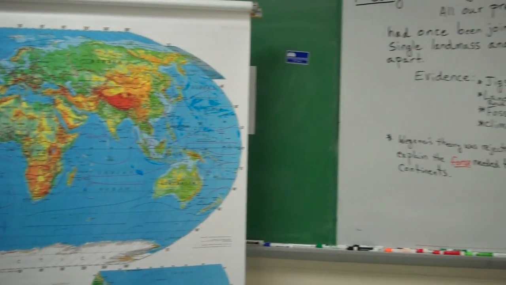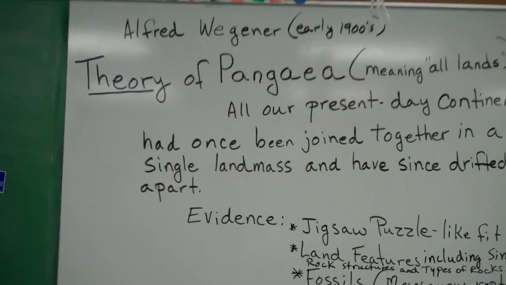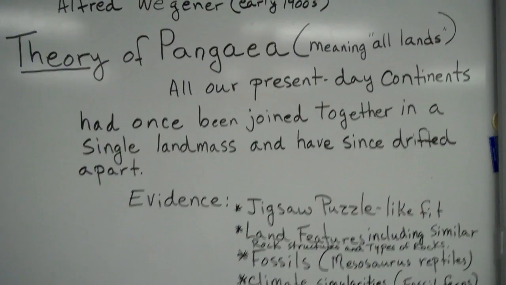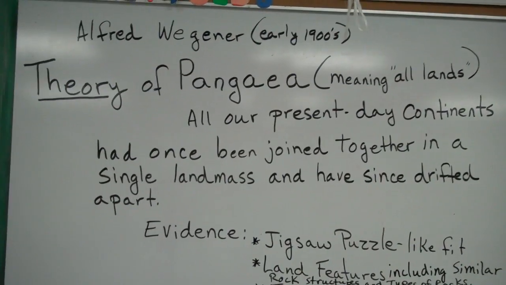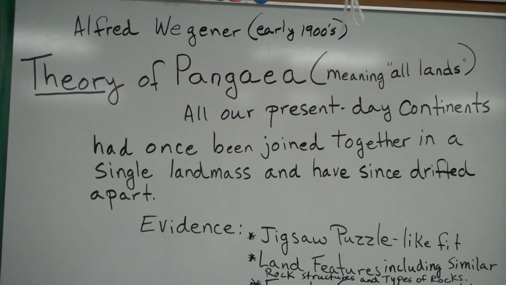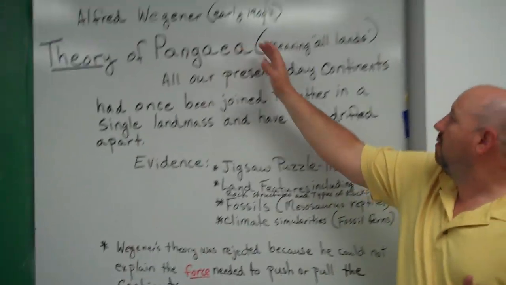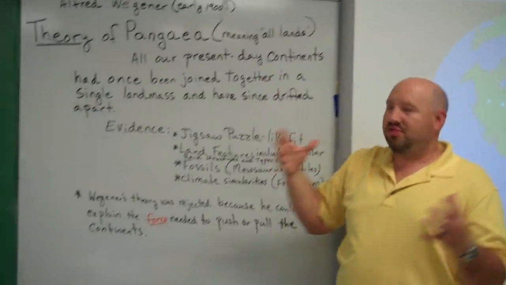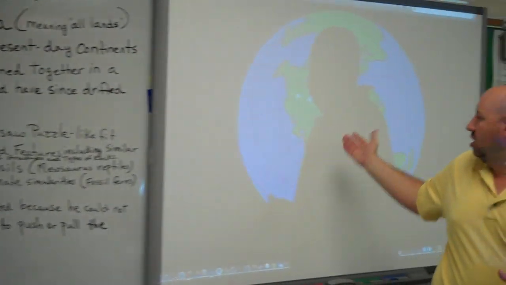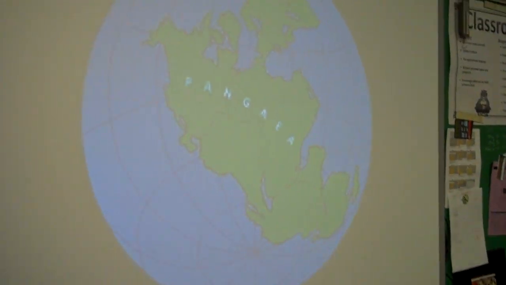And then one of my favorite theories is the theory of Pangea. This idea was from Alfred Wegener in the early 1900s. This idea that at one time all the continents, all of the lands, were together. Okay? And he called this land Pangea, meaning all lands. It's a kind of simple term. All lands, Pangea.